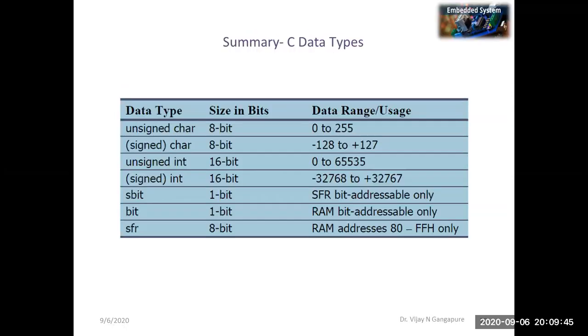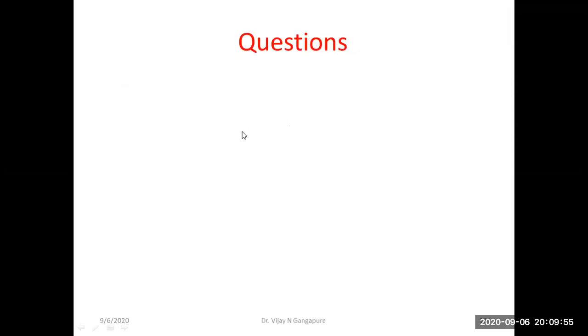So this is a summary of C data types. First column is the data type, second column is size in bits, and third column is data range. Okay, so we'll stop here. We will continue with part 2 in the next lecture.